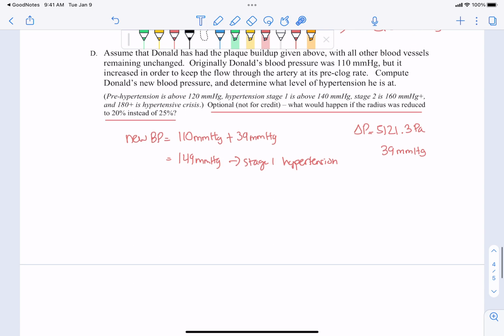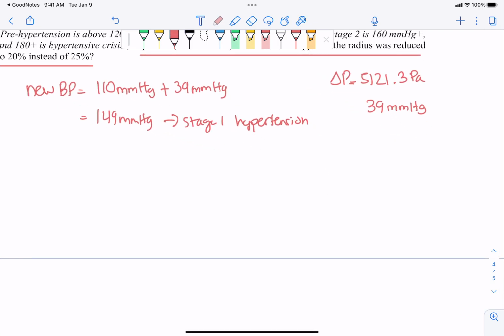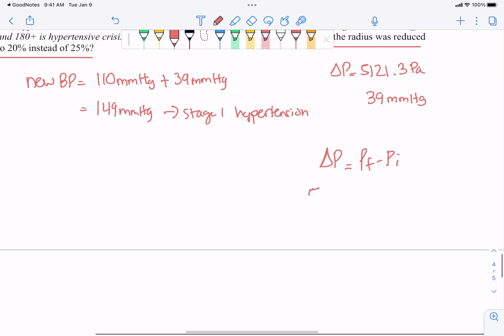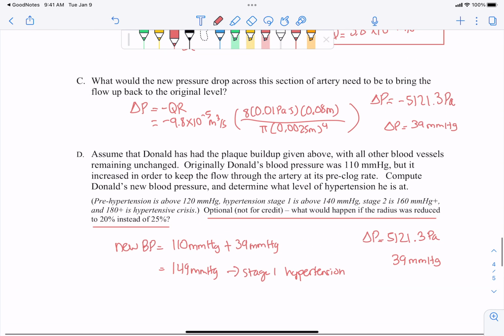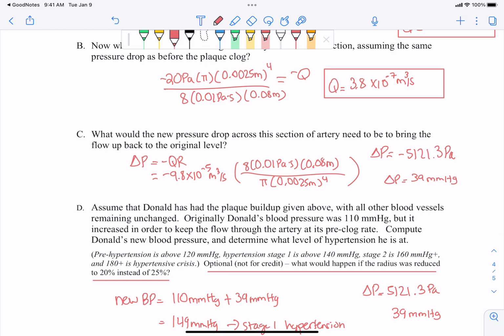But let me think about it like, okay, if delta P is P final minus P initial, right? So if my delta P was like 5,121.3 and my initial was 110 millimeters of mercury, okay, that makes a lot more sense. All right. So if I just ignore the negative signs and think about just absolute value, right?